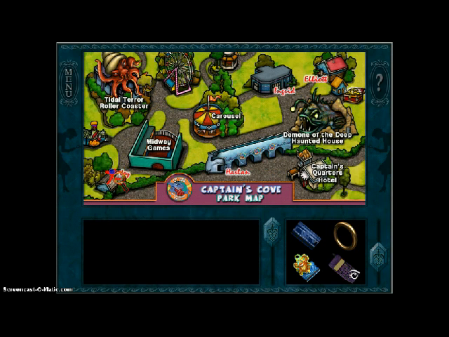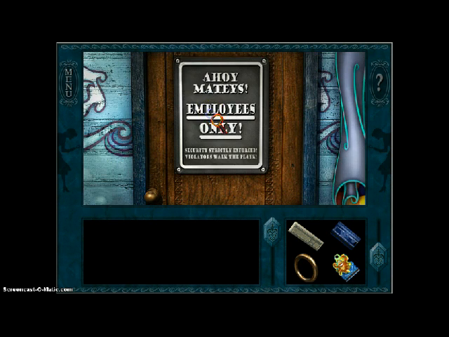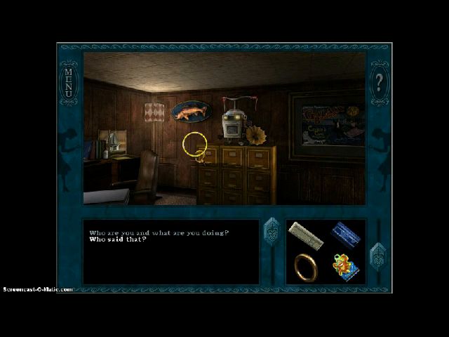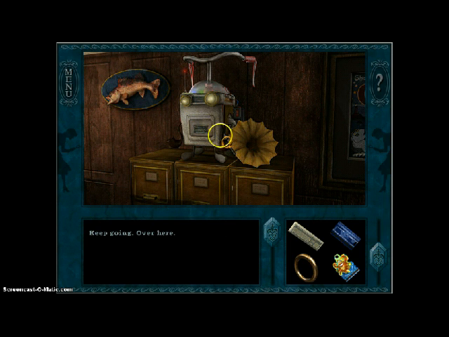Where's Joy's office? Here it is. Who are you, and what are you doing? Who said that? I said that over here, on top of the cabinet. Wait, you mean this weird-looking thing over here? Keep going. Over here.